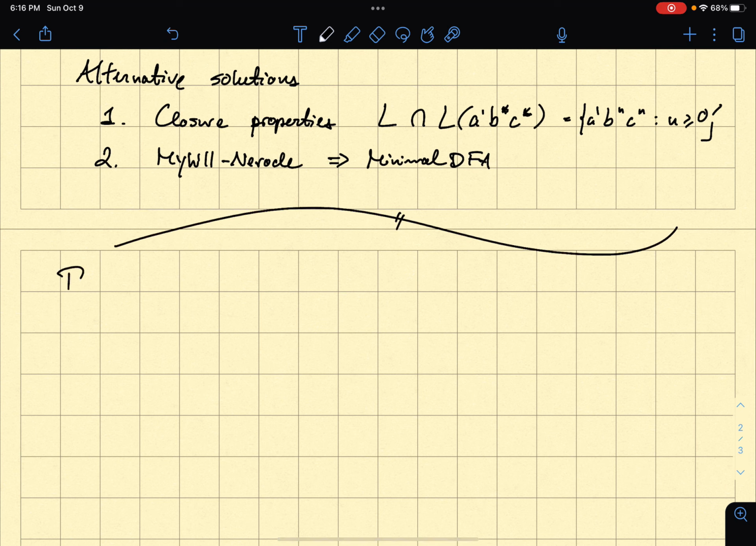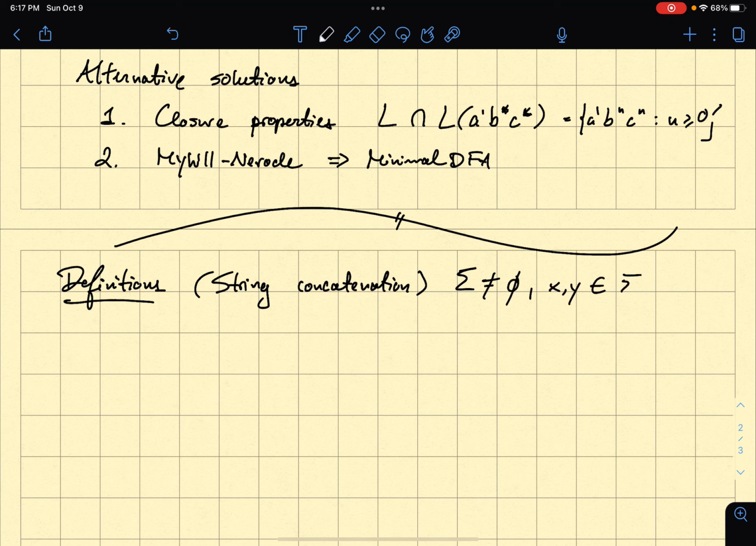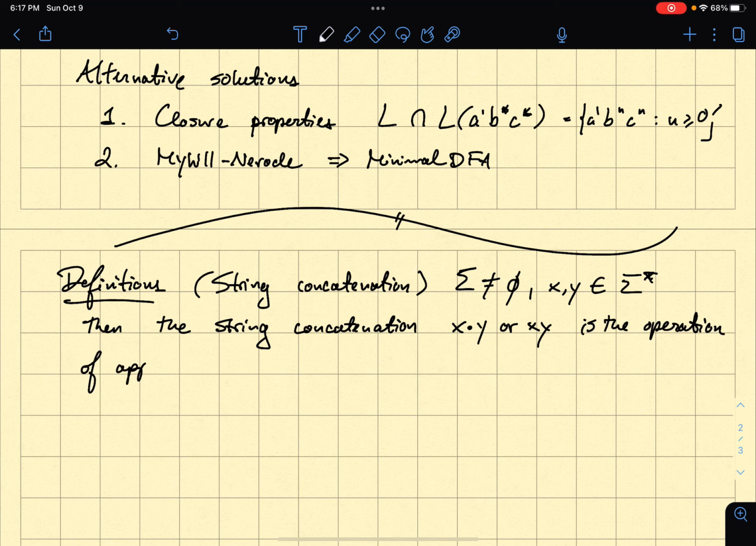So let's do that. The first definition we saw was about string concatenation. Suppose we have an alphabet which is not empty, and we have two strings x, y in sigma star. Then the string concatenation, which we either write x dot y or just xy, is the operation of appending y to x, right? This is not the most formal definition, but you get the idea. You have a string x, and then you stick y to the end of it, okay?